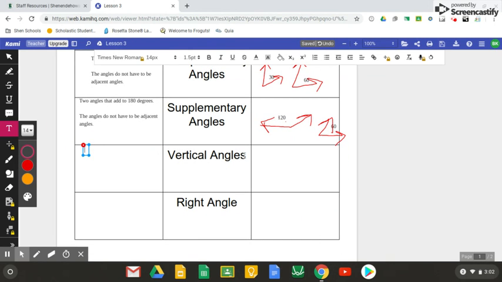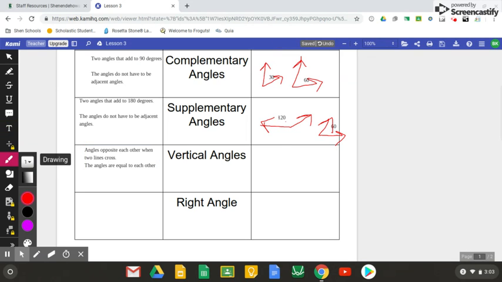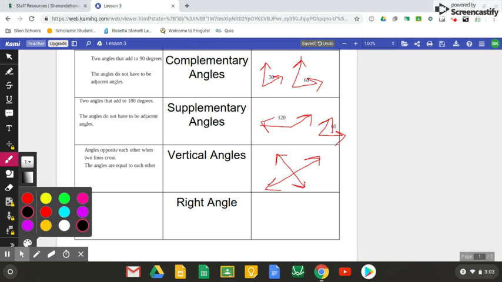All right. Next, vertical angles. Vertical angles are angles opposite each other when two lines cross. The angles are equal to each other. All right, so what does this mean? Well, we got two lines, one line, two lines. Your pair of vertical angles, right here, right here. Those are vertical angles. Those are equal. Guess what? These are vertical also, and those two are equal as well.